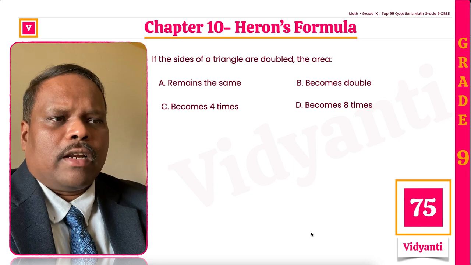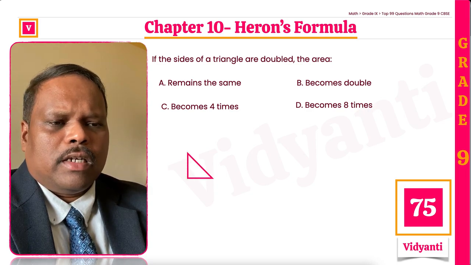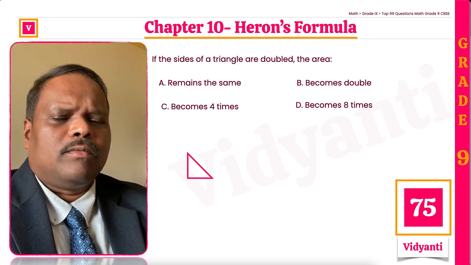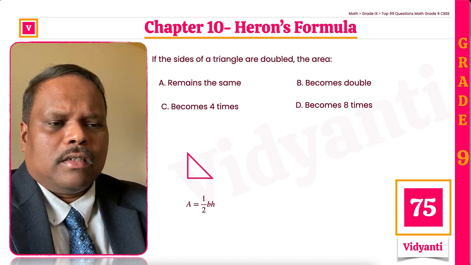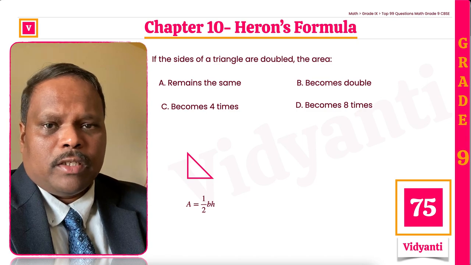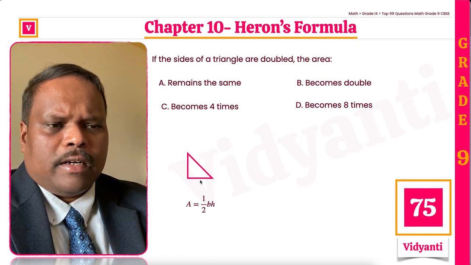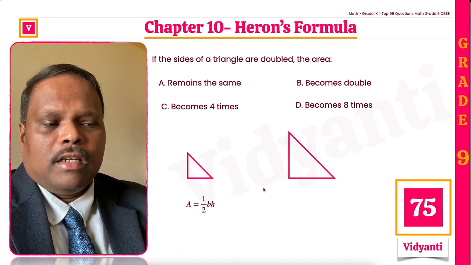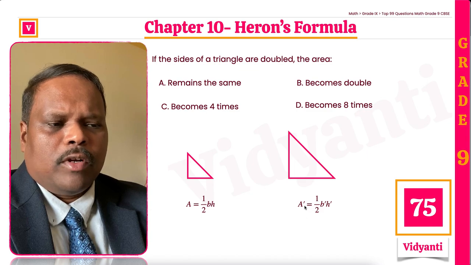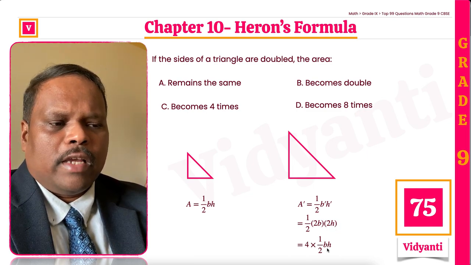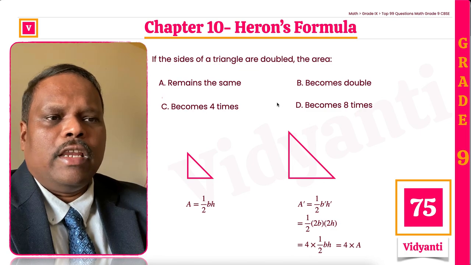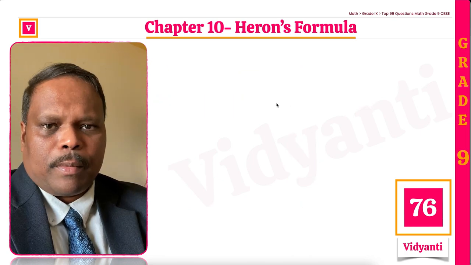If the sides of a triangle are double, well, let's consider any random triangle. For simplicity, I am assuming a right angle triangle, and the area will be half times base into height. It's a right angle triangle, so this is the base and this is height. So if everything is double, now what will happen? New area will be half new base, new height. New base is twice of previous base, new height is twice of previous height. So it will be 4 times the previous area. So the area will become 4 times.